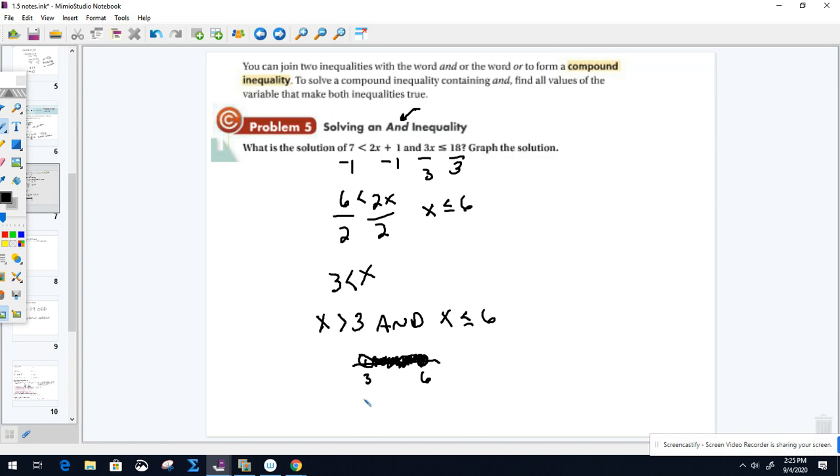So in interval notation, remember from yesterday that we have 3. Would the 3 have a parentheses or a bracket around it? It would have a parentheses because it's just a greater than symbol. And then it would go to the number 6. And that has a bracket because it is included because of the less than or equal to. So again, it's all the numbers between 3 and 6. So I could say 3.2. Yes, that is in the solution. 5.8. Yes, that is part of the solution. So that's how you solve an and inequality.